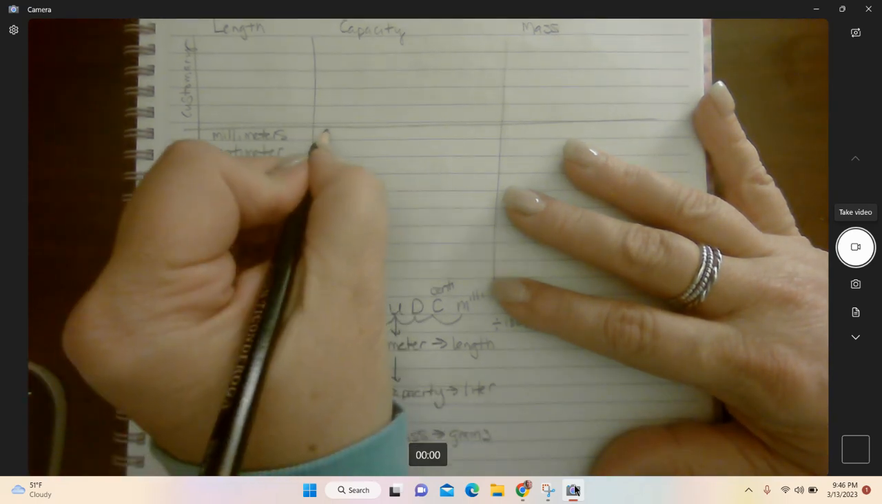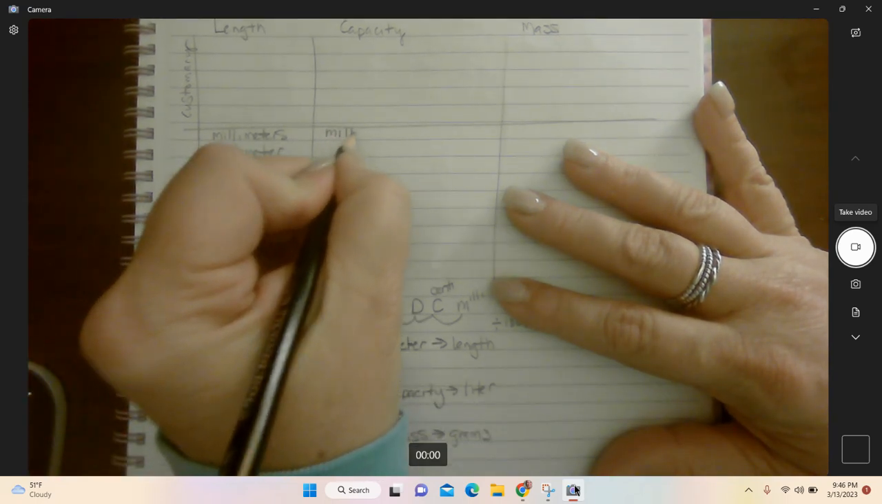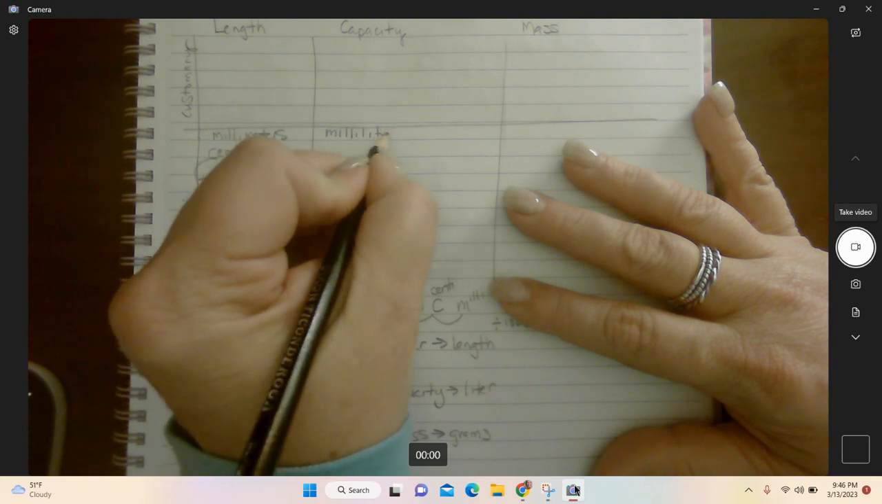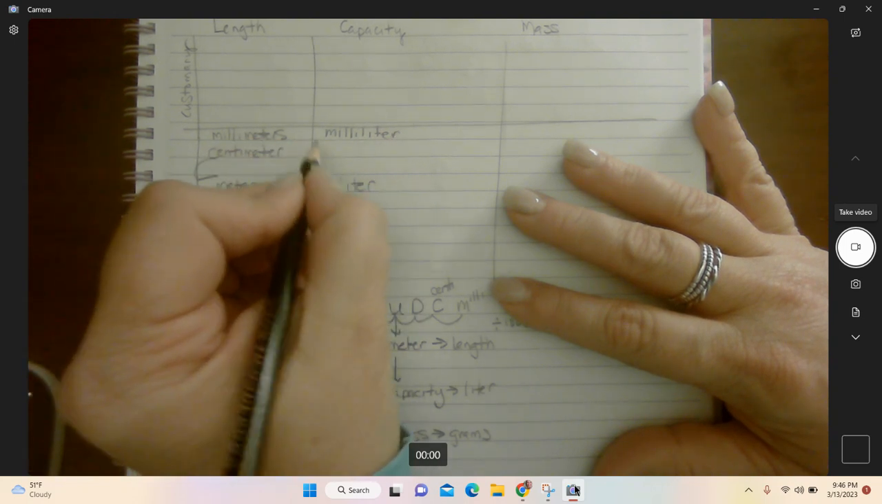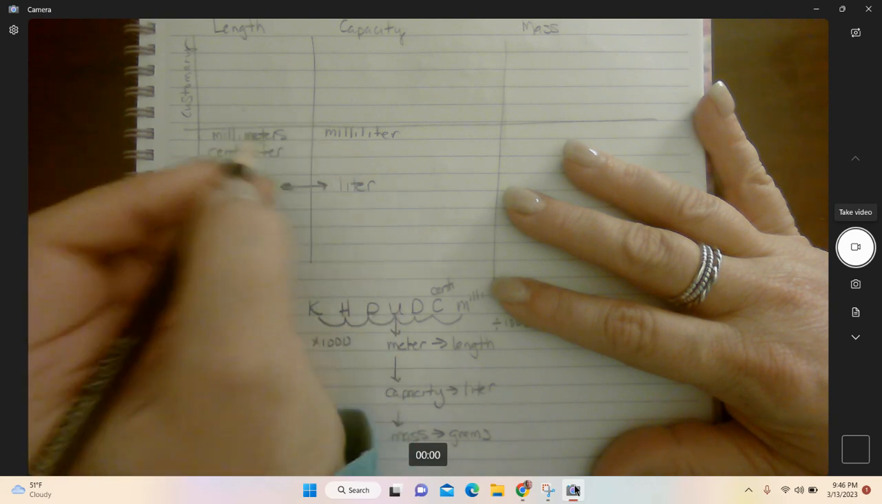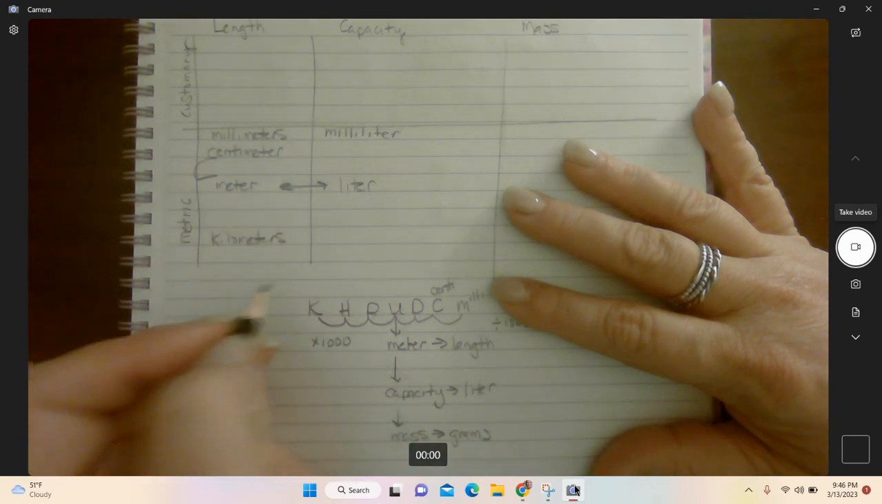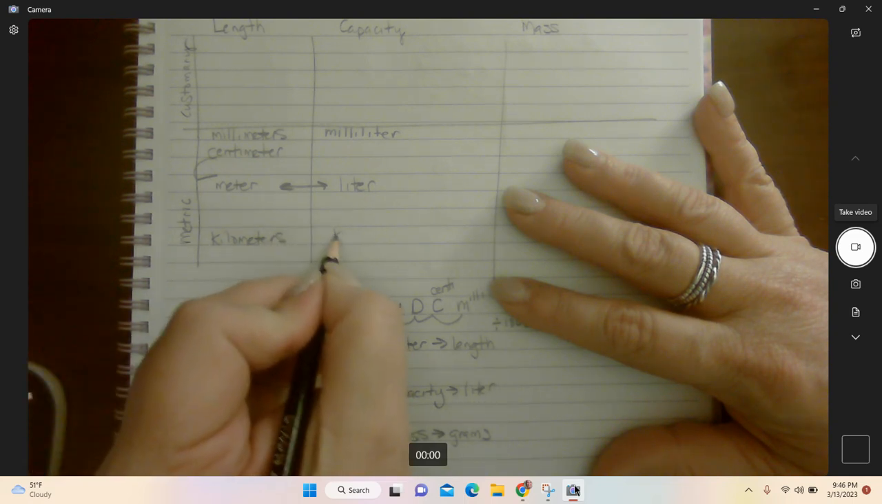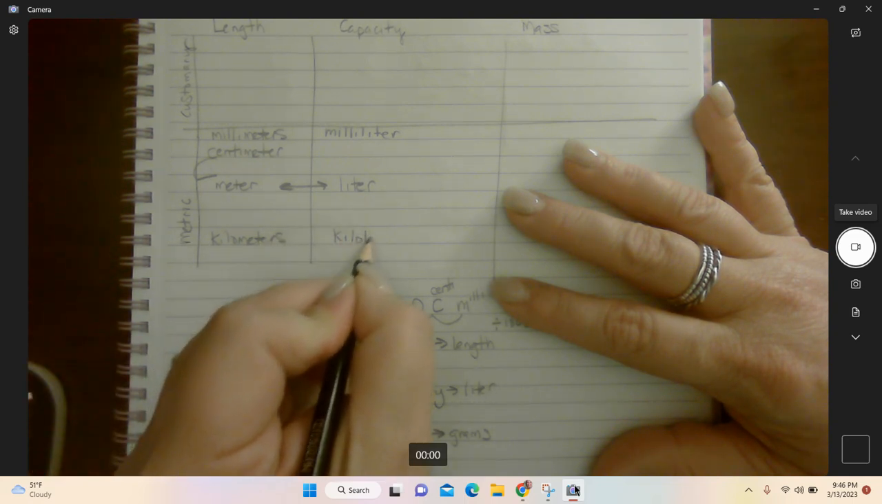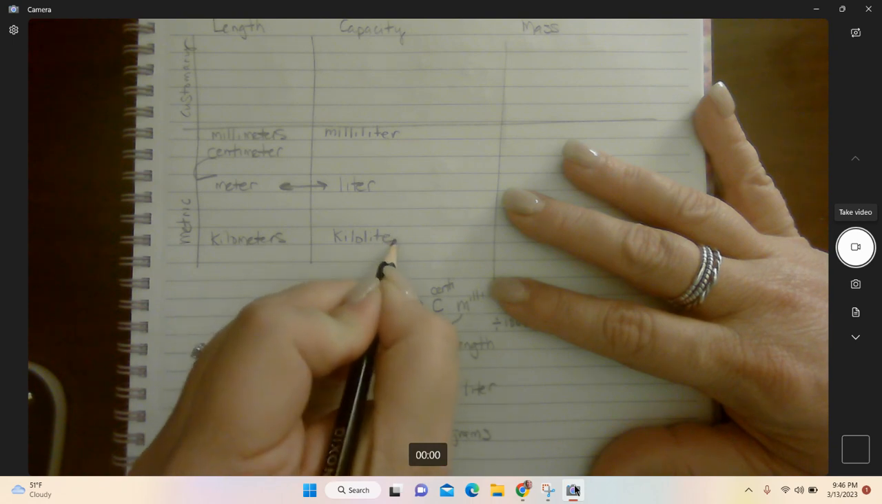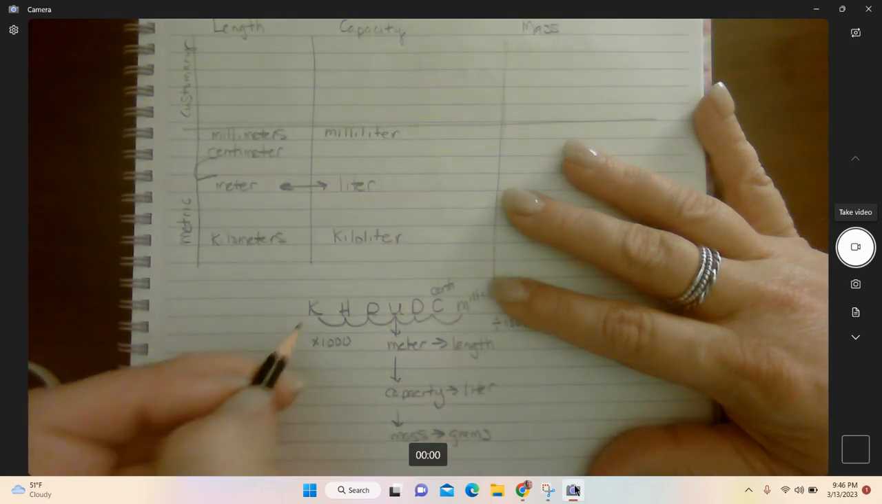Now, you might also see a milliliter. You might see a centiliter, but I doubt it. So we'll mostly focus on milliliters and liters. You could also see a kiloliter, but I doubt it. You're mostly going to be focusing on milliliters and liters.